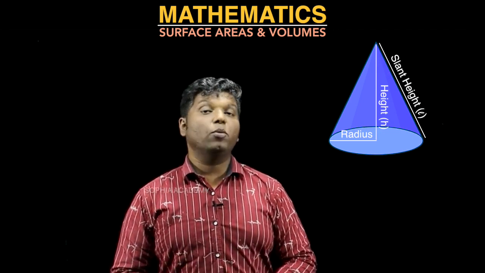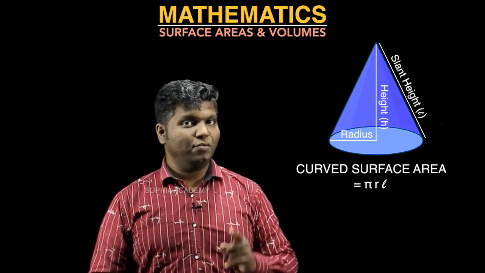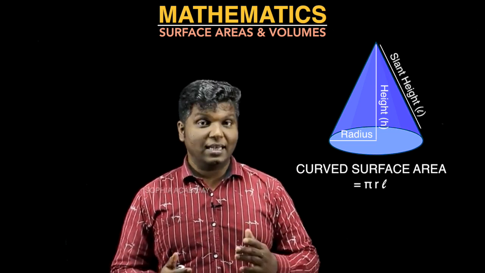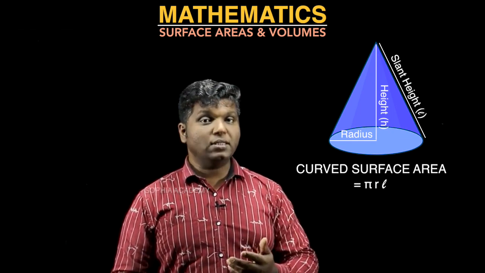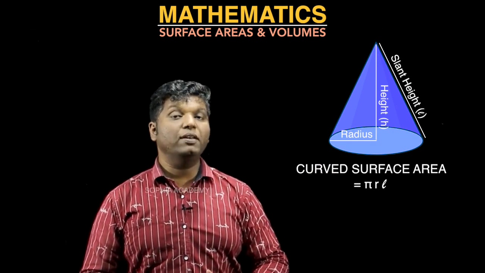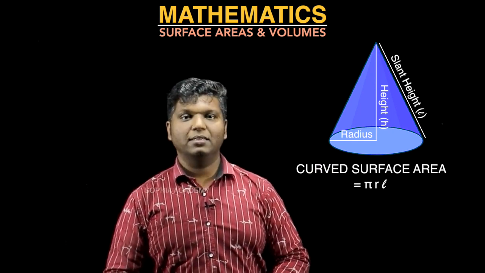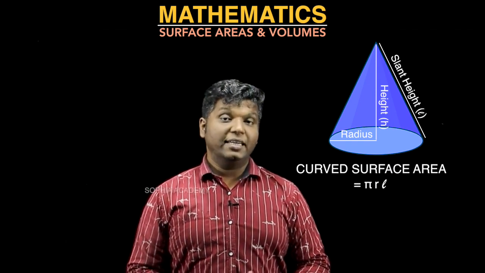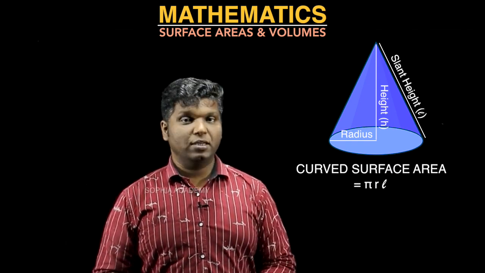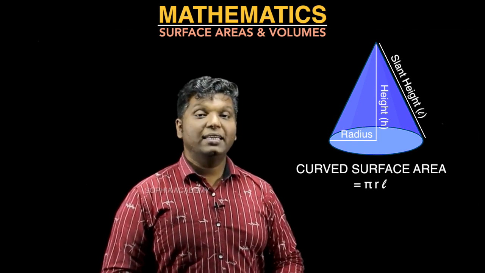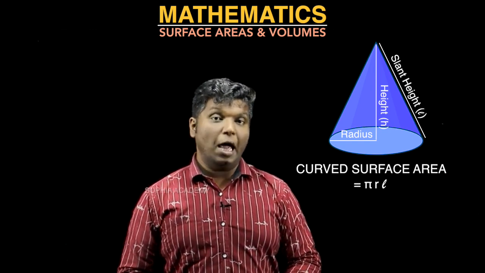So what is the formula to find the CSA of a cone? It is pi r l, where l is what we call the slant height, and in most cases the slant height may not be given. We will have to find the slant height. How to find the slant height? It's just by using the Pythagoras theorem. Same formula here. L actually represents the hypotenuse.